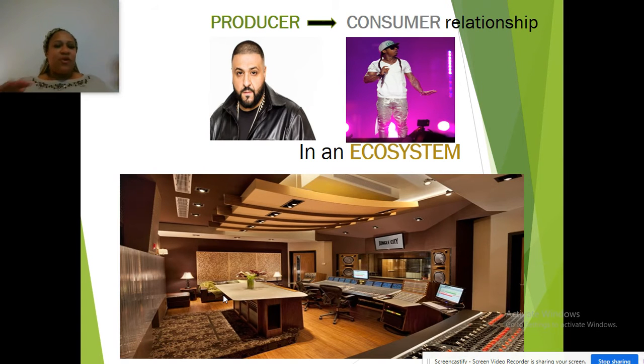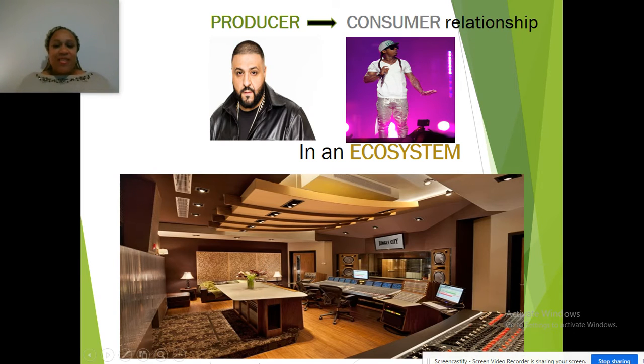So, just to give you an idea of a producer-consumer relationship, which I'm sure everybody probably knows, look at these people right here. You have DJ Khaled. He's a producer. What does he do? He produces music. He creates his own beats, right? Then you have a consumer, which in this picture would be Lil Wayne. He's consuming the beat that DJ Khaled made, and he is pretty much eating it up on the stage.